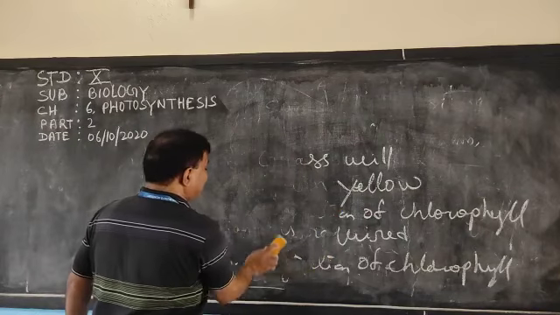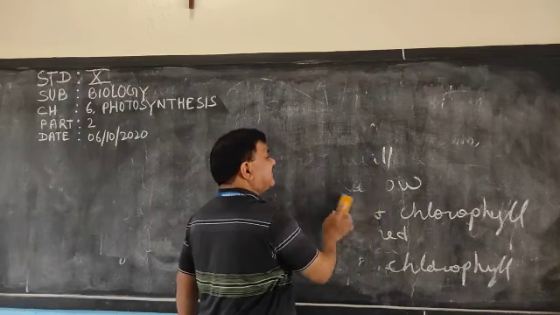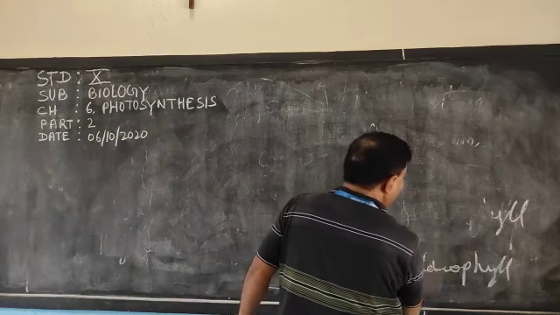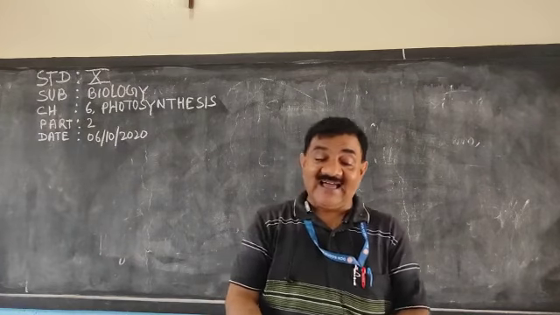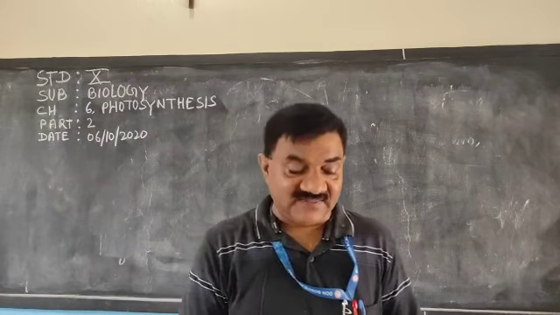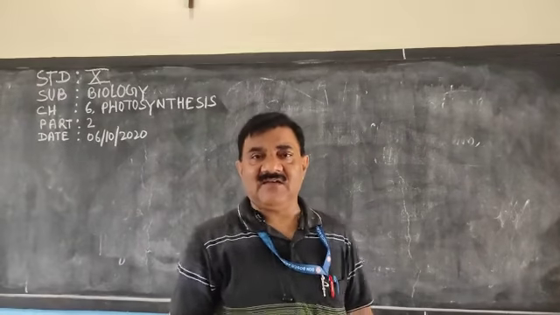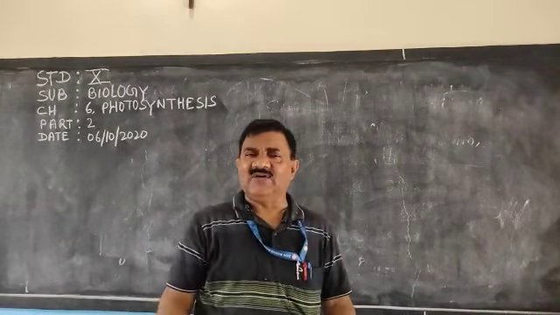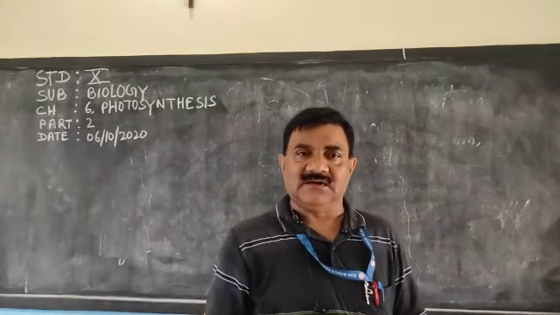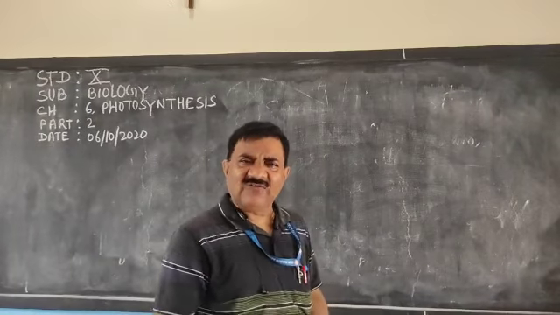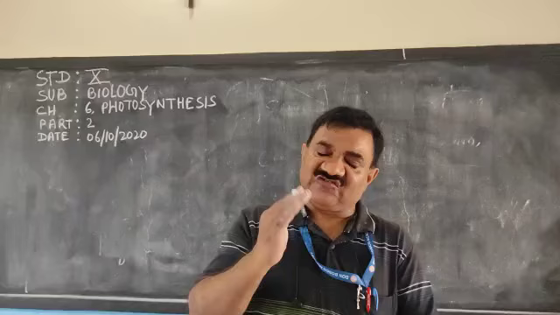Now we have discussed that chlorophyll is present in the walls of thylakoid. Thylakoid rings are called grana, and grana is present in the chloroplast. And the location of chloroplast we have seen. One very important thing we have to discuss: chloroplast is also present in the guard cell. And where is the guard cell present? Guard cell is present in the stomata.